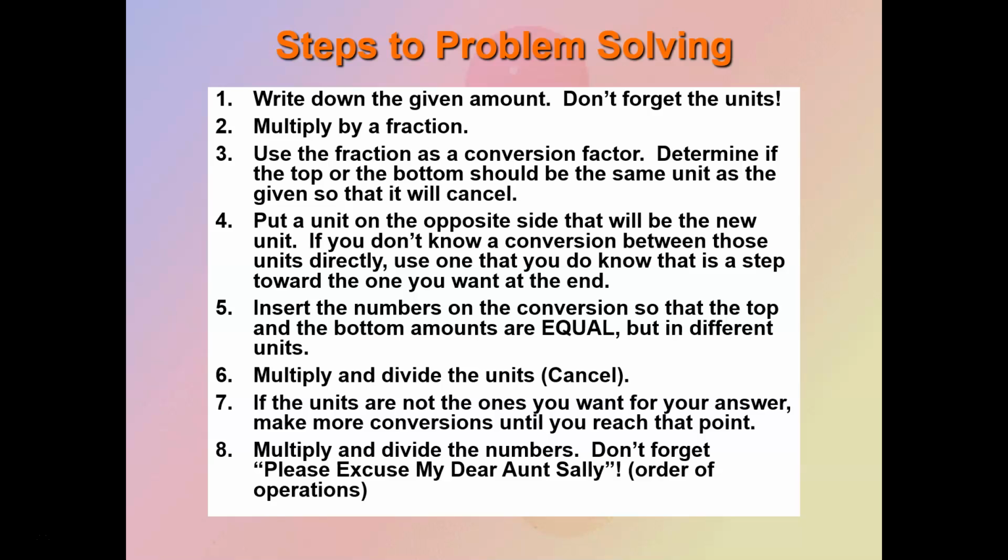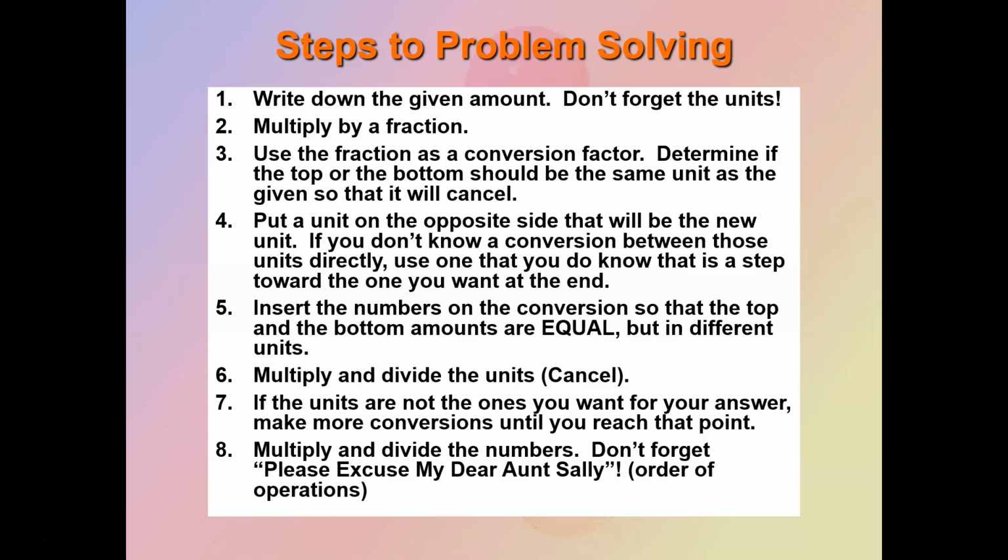So what's our step-by-step process for this? You'll read your problem and write down whatever amount the problem gives you. Don't forget your units. Then you're going to think about or look for, depending on what the case may be, what fraction you're going to need to cancel out the unit you started in. And that unit is going to be in a fraction. We're going to use the fraction as a conversion factor and determine if the top or the bottom should be the same unit as given, so it will cancel. Put a unit on the opposite side that will be the new unit.